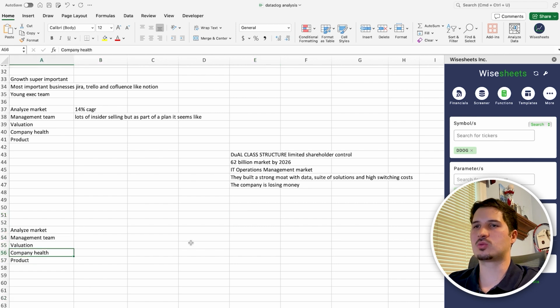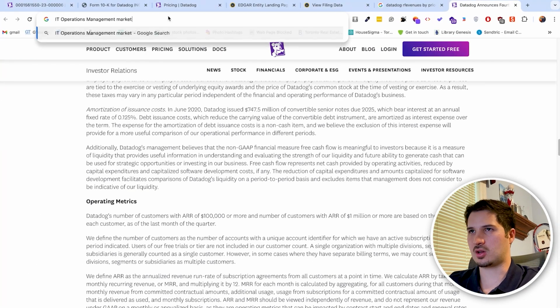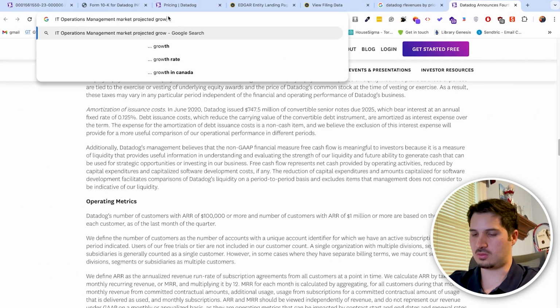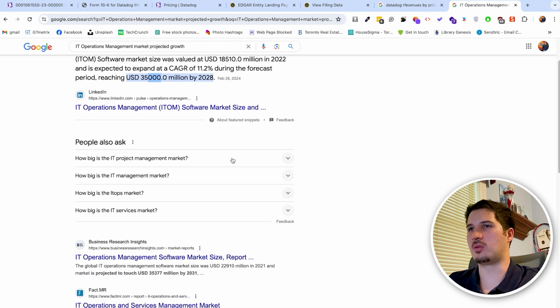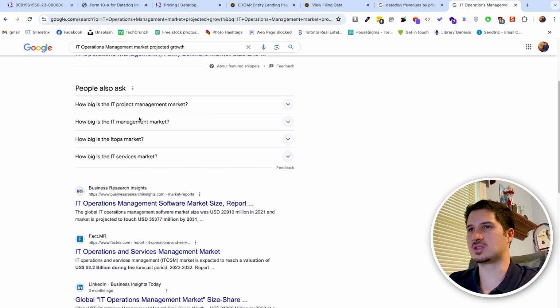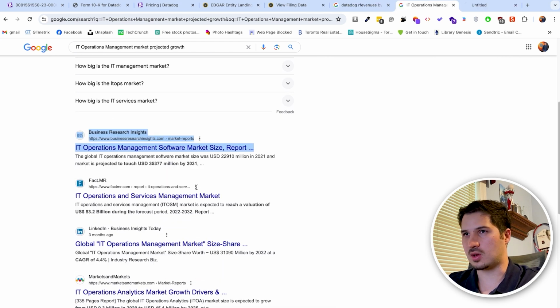Now what we're going to do is look at the market. For the market, what we're going to do first, I want to see if this is true: IT operations market projected growth. Okay, let's see. This is interesting because this is a different number. It's expected to reach basically 35 billion, and this is a much lower number than the 62 billion, but this is LinkedIn. I don't know how legitimate that is. Okay, we're going to go right here.